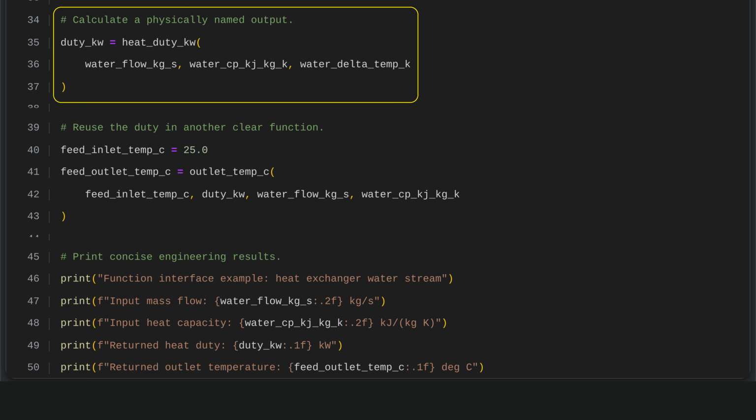The heat duty is calculated in kilowatts by multiplying the water mass flow rate, heat capacity, and temperature change. This gives the system's rate of energy transfer, and the result is stored as the heat duty value.